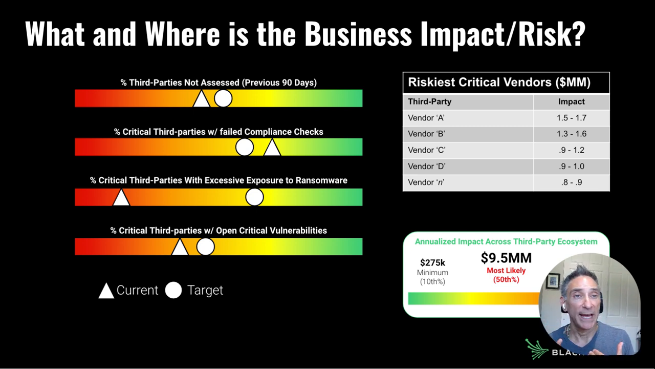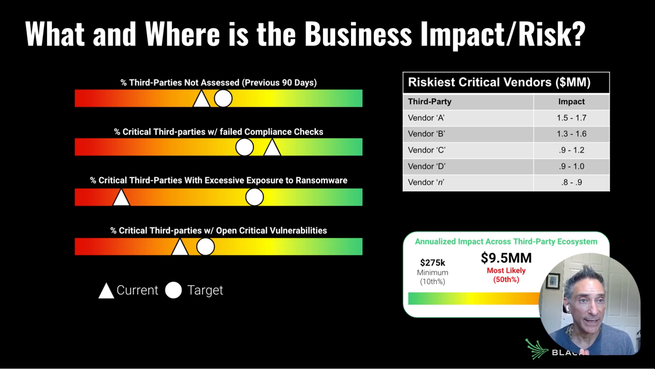The second metric that we'd like to report to you on a regular basis is the percentage of critical third parties that have failed compliance checks, either because of contractual requirements, because of regulated data, or because of global, national, or local regulations, et cetera. And these are just some examples.